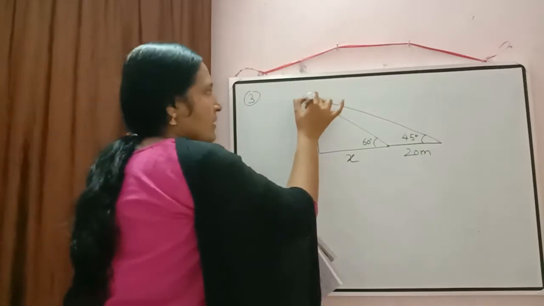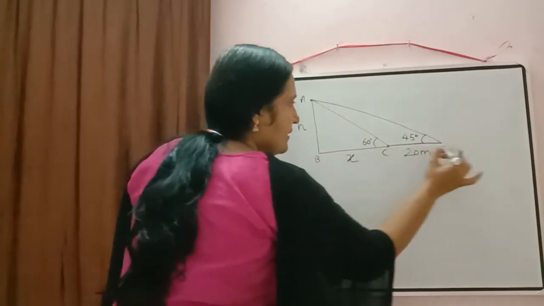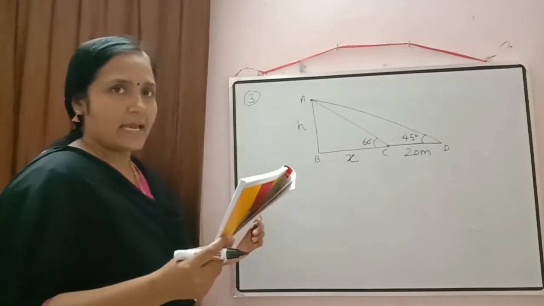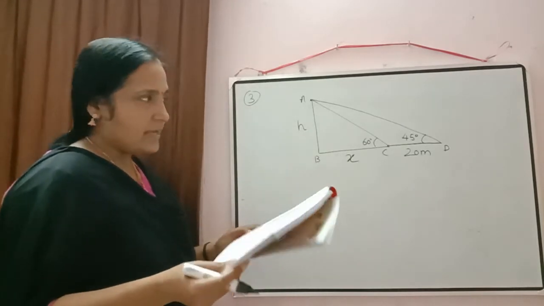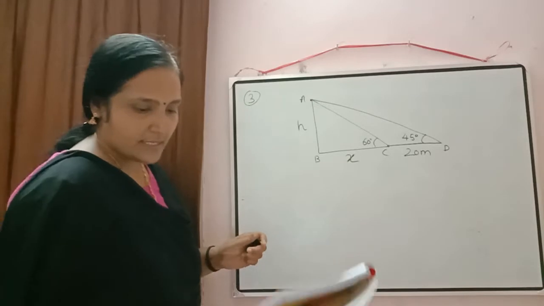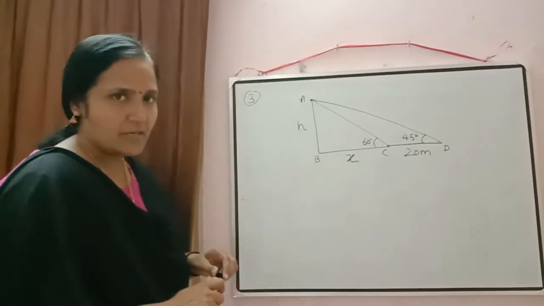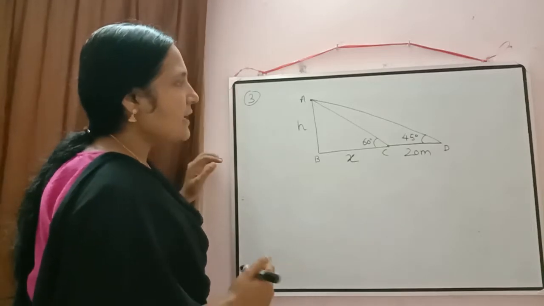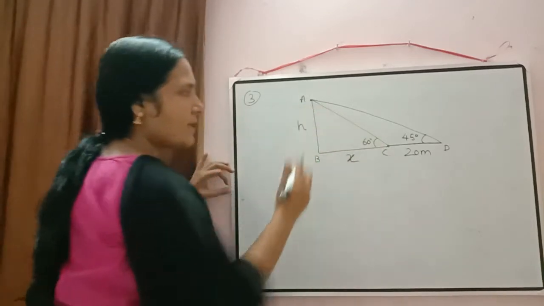Okay. Now we'll mark the points there. We have to find out the value of h and x both. Okay. And in the question it is given root 3 is equal to 1.732, so we'll substitute that value also. So first, which triangle can we take? We can take this triangle only.